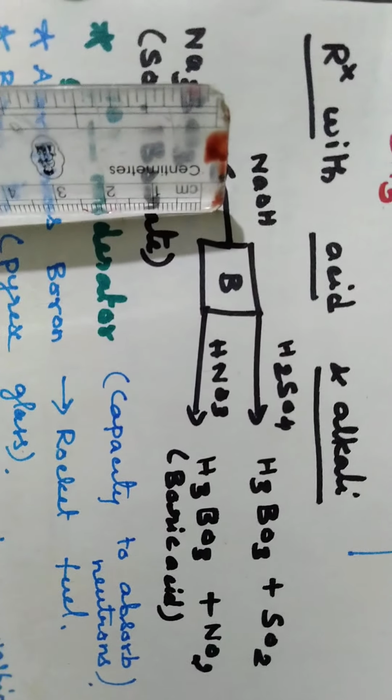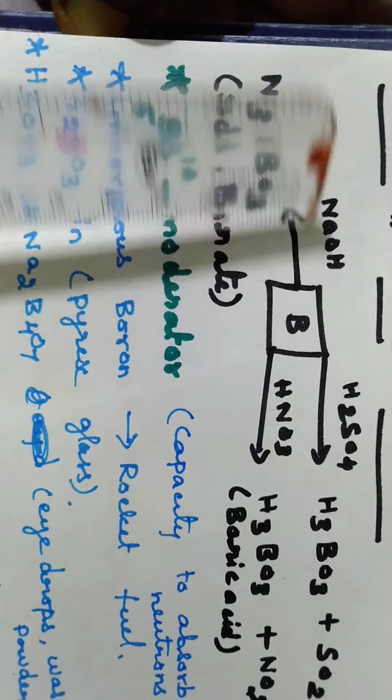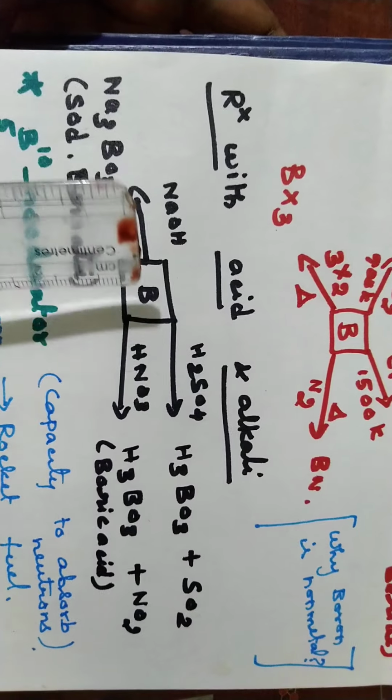When it reacts with an alkali like sodium hydroxide, it gives sodium borate. So these are the chemical properties of boron. Now, what are the uses of boron?